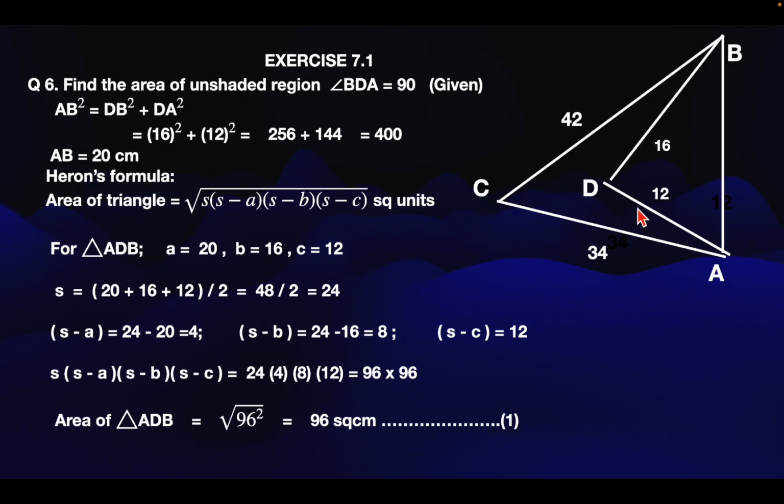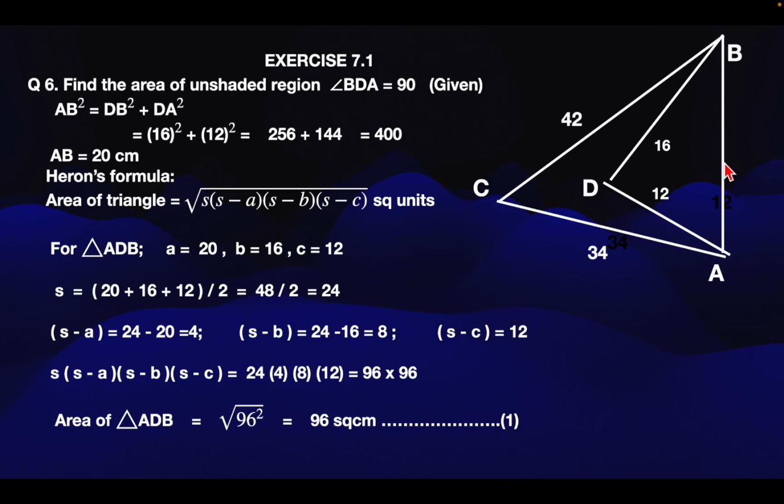First of all, you can see that we need all three sides for Heron's formula. Let's take the small triangle. We do not know this side. But they have told us that this angle is 90 degrees, so this is the hypotenuse. We are going to apply Pythagoras theorem and first find this length. AB square is equal to DB square plus DA square, which is 16 square plus 12 square. 16 square is 256, 12 square is 144. Add it, you get 400. AB square is 400, so AB is 20 centimeter.